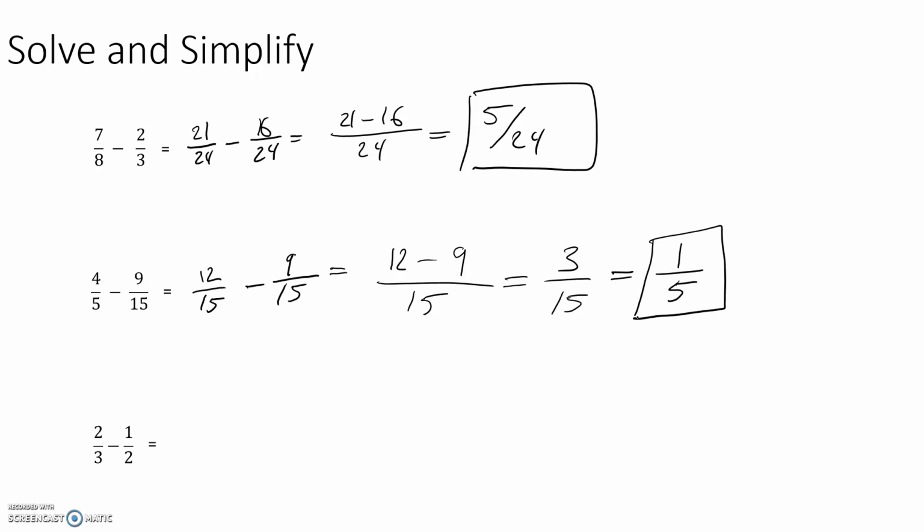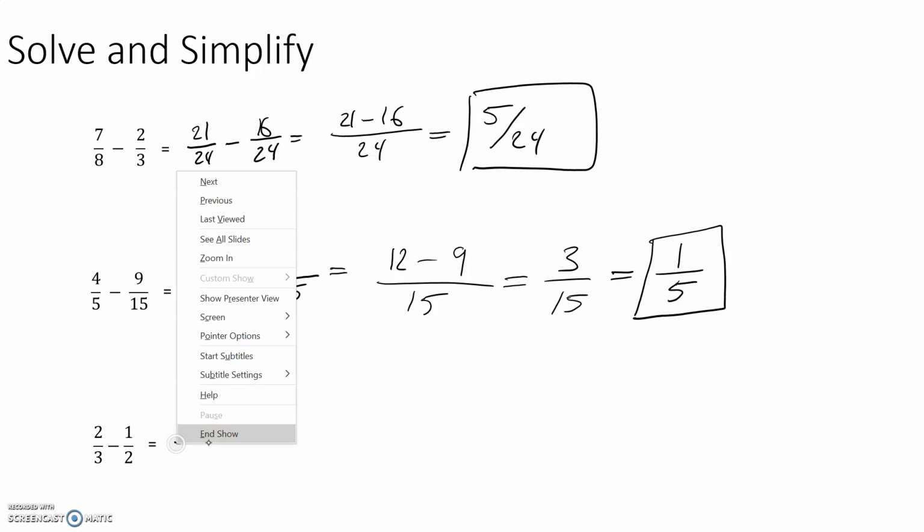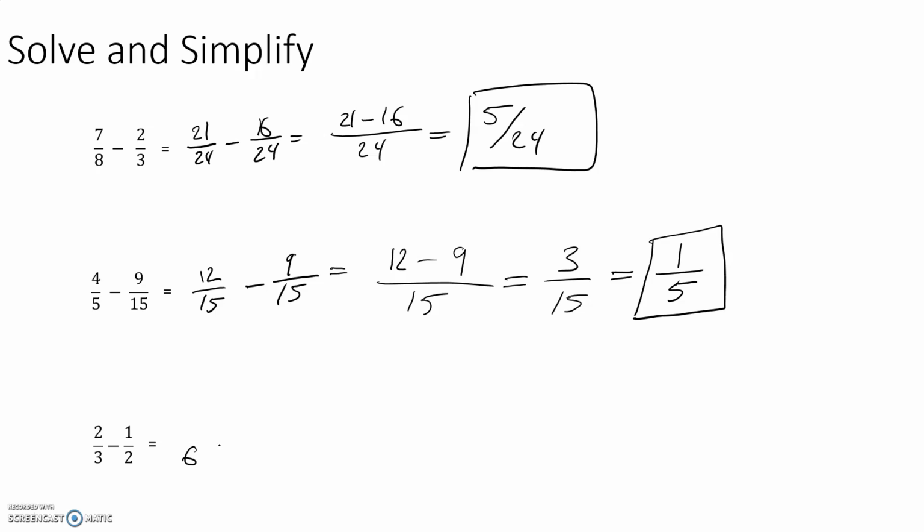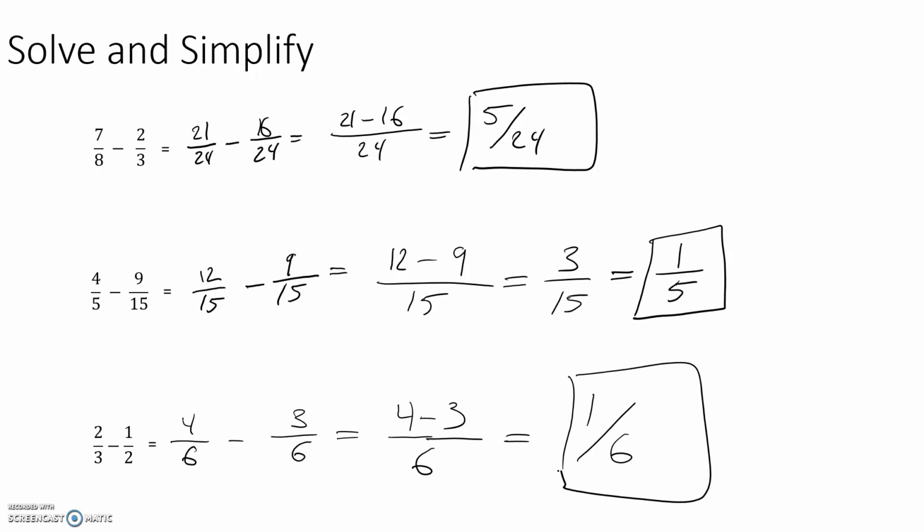Okay. All right. Number 3, 2/3 minus 1/2. So 6 is my common denominator. I know that both 3 and 2 have 6 as a common multiple. All right, 3 times 2 is 6, so 2 times 2 is 4. 2 times 3 is 6, so 3 times 1 is 3. And then I'm left with 4 minus 3 over 6, which equals 1/6. And that is my fraction in simplest form.